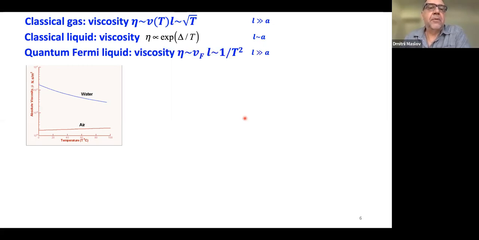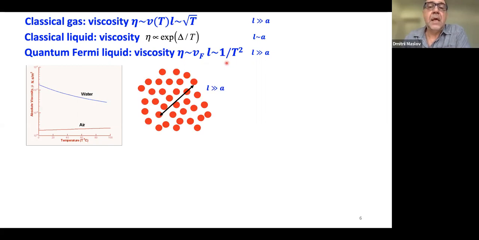Now, in a quantum Fermi liquid, viscosity is like in a classical gas, except that now it is a quantum gas. It's still the diffusion coefficient of fermions. Now the velocity is the Fermi velocity, so it's temperature independent. And the mean free path is proportional to the mean free time, and this is the inverse T squared factor of temperature. So something really neat happens here.